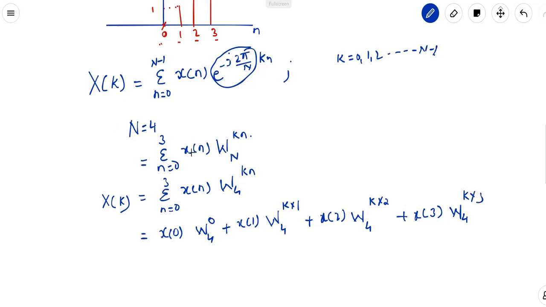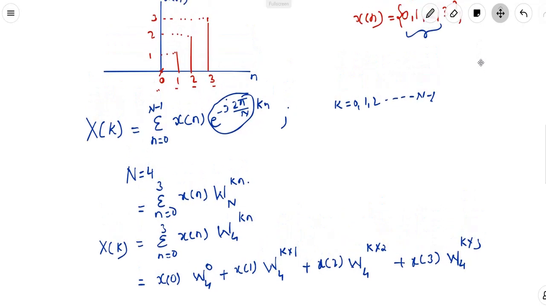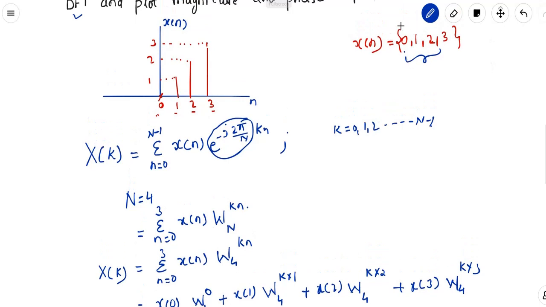Now what is x of 0? X of 0 is 0. X of 1 is 1. X of 2 is 2. X of 3 is 3. For that particular n is equal to 0, the amplitude is also 0. For n is equal to 1, the amplitude is also 1.